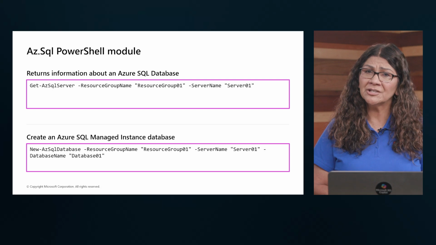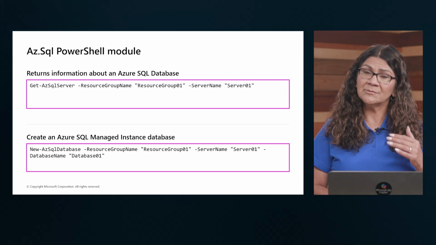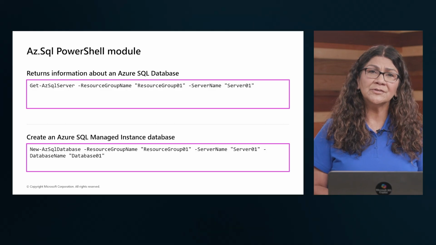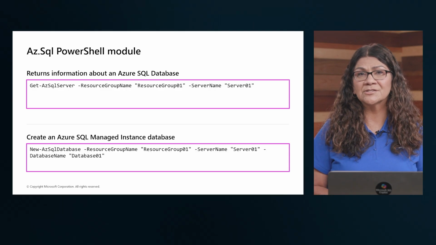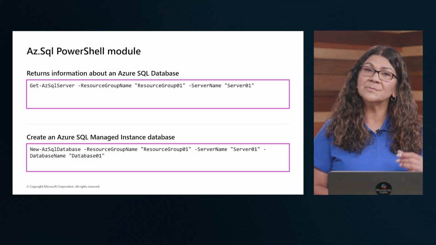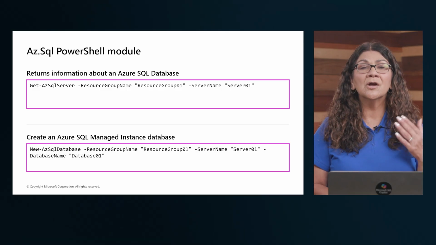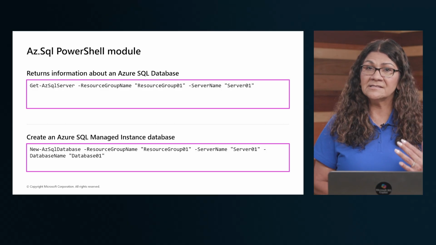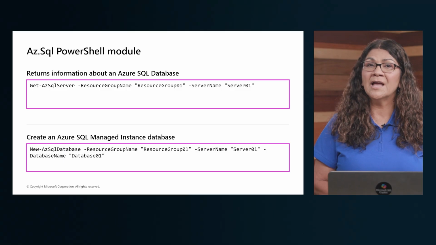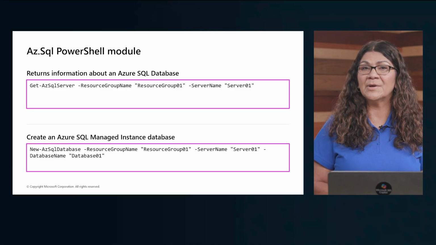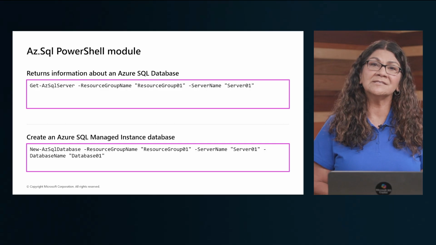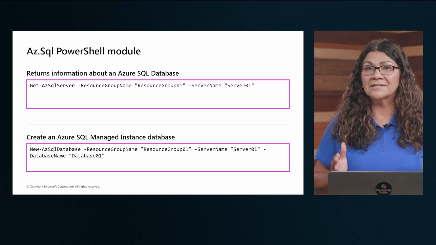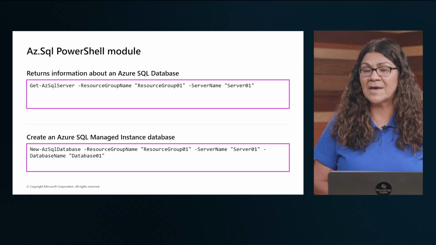Here are two PowerShell commands from Az.Sql, the module used to manage Azure SQL resources. The first command, Get-AzSqlServer, retrieves details about a specific Azure SQL Server within a resource group, while the second command, New-AzSqlDatabase, creates a new Azure SQL database on that server. These commands exemplify how Azure PowerShell enables automation and consistency in cloud resource management.